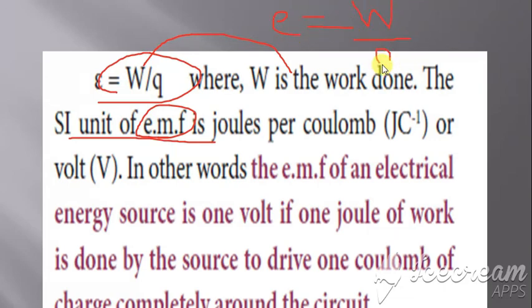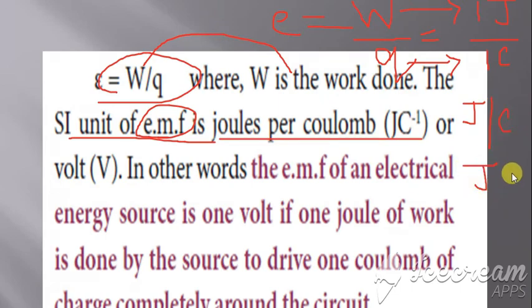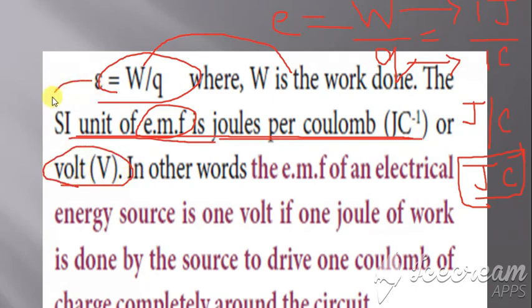E is equal to W divided by Q. The unit for work can be written as 1 joule, and the unit for charge is 1 coulomb. So we write joules per coulomb. J divided by C, when you take C to the numerator, can be written as J C power minus 1. This is a unit for electromotive force, EMF. And the other unit is volt. Now we have the definition of EMF.